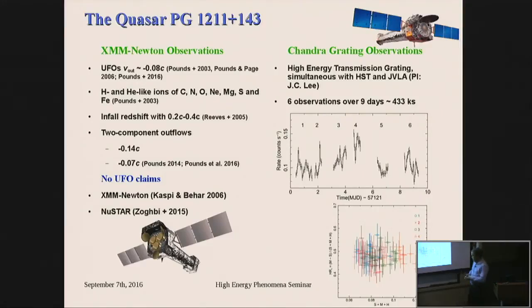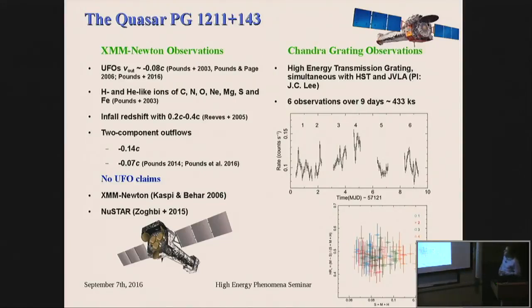And also there is some paper which claims that there is infall with redshift between 0.2 and 0.4 speed of light. And recently, Pounds claimed that there is a two component outflow velocity, one of them 0.14, another one 0.07 speed of light. However, there are two other papers. One of them used XMM-Newton data, which was already studied by Pounds, and another paper recently used new NuSTAR observation, and they contradict the result found by Pounds, and they claim there is no ultra-fast outflow.